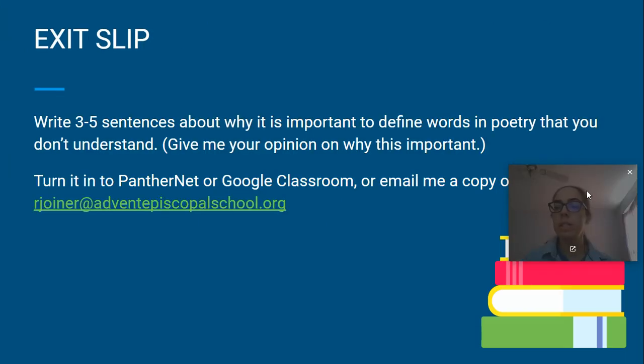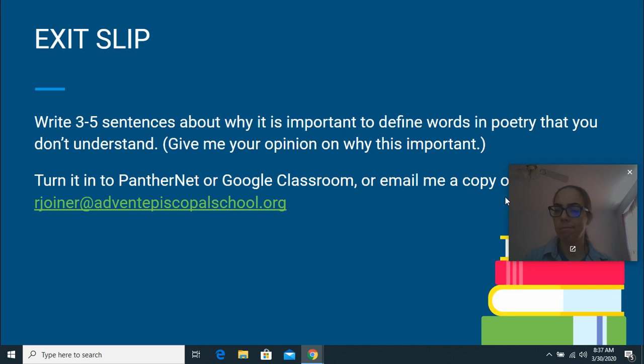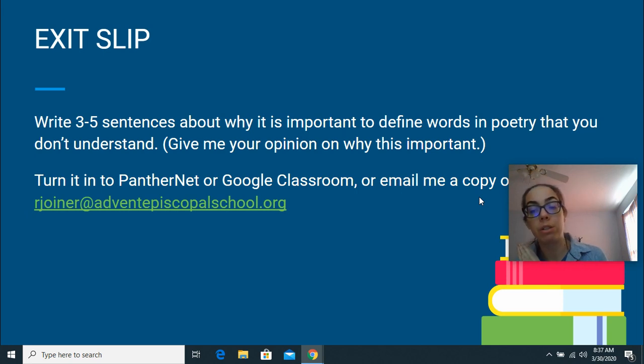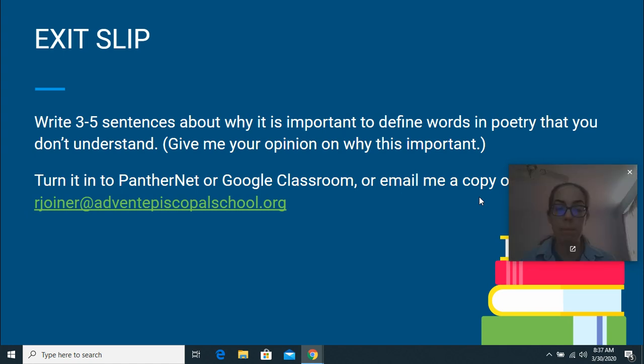So your exit slip for today is, come on, move screen. Okay. Write 3 to 5 sentences about why it is important to define words in poetry that you don't understand, because this poem is an example of that. Give me your opinion on why it's important that you look up words that you don't know. Why is it important? What can that help us in reading poetry if we actually look the words up? Why is it important? 3 to 5 sentences. Send it to me, PantherNet, Google Classroom, or email me a copy, whatever is easiest.